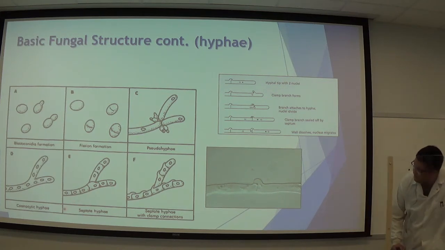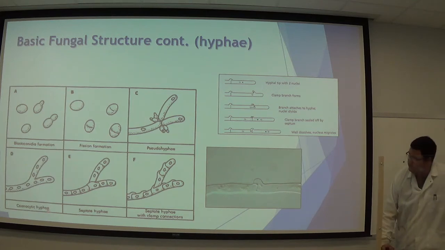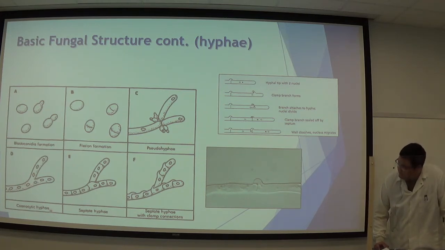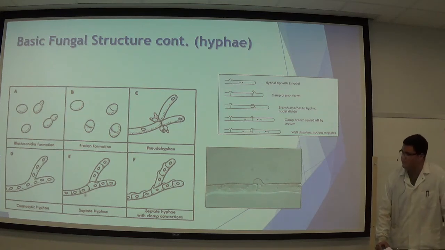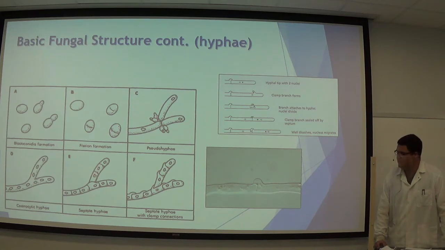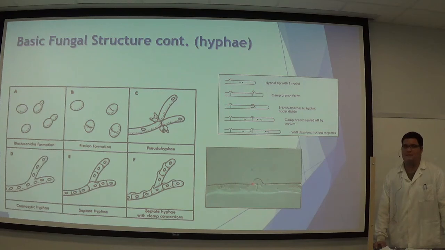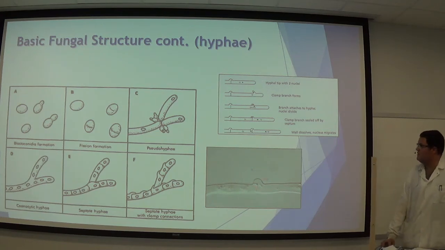And then you've also got cenocytic hyphae. Cenocytic just means it has no septa, so you can see there's no discrete cells. And then you've got septate hyphae, so you can actually see a septum in between that divides the different cells. And then you've also got certain types of fungi that produce septa with a clamp. And the clamp is either for reproductive purposes or just to hold it together.